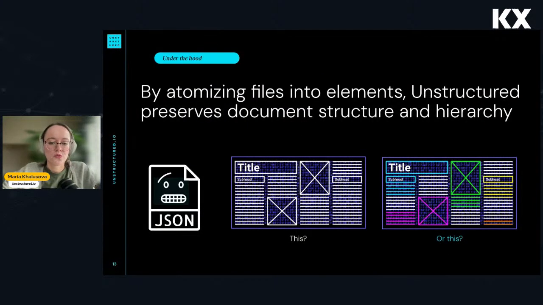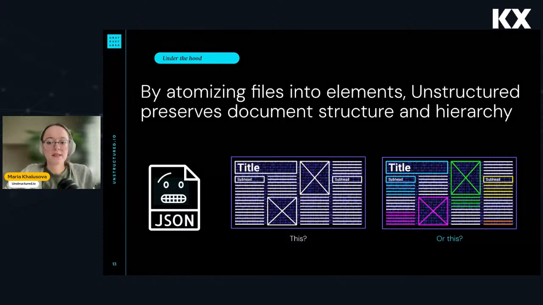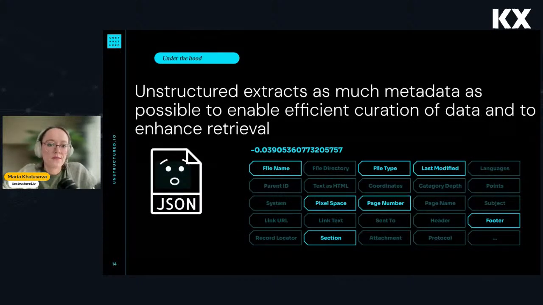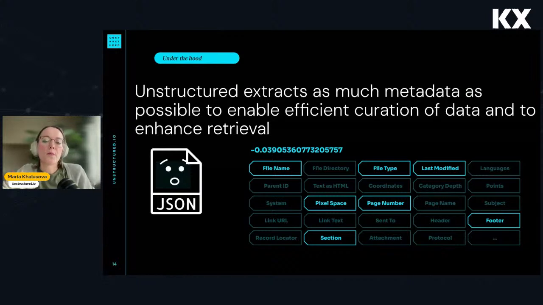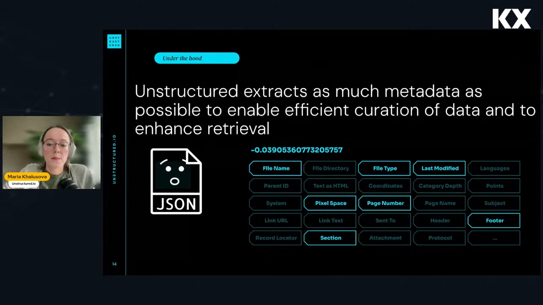So to summarize this part, this is how we create this JSON document. We split the document into individual elements and preserve the logical structure and the hierarchy of the document. But you have also seen in that example that we add metadata. Metadata comes in really handy in a lot of RAG applications when you may want to pre-filter the documents using some metadata field. It also helps to curate data if you want to do so.